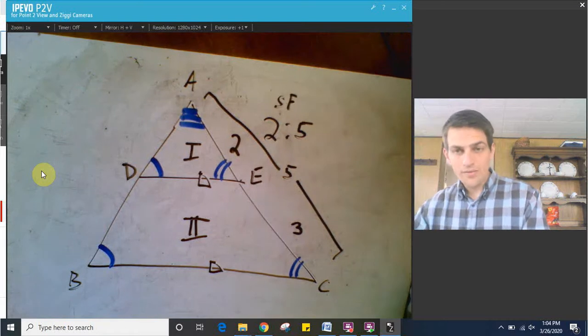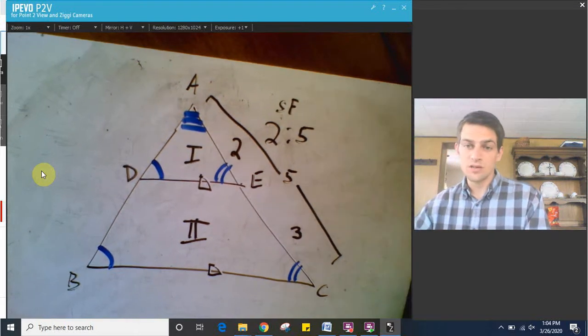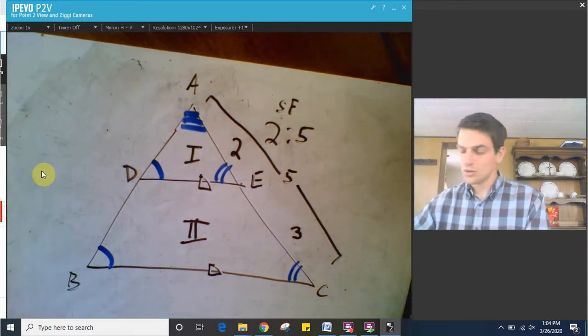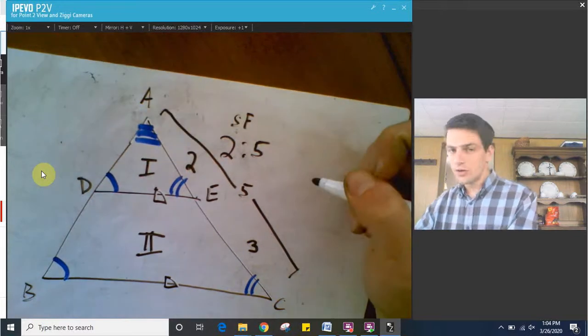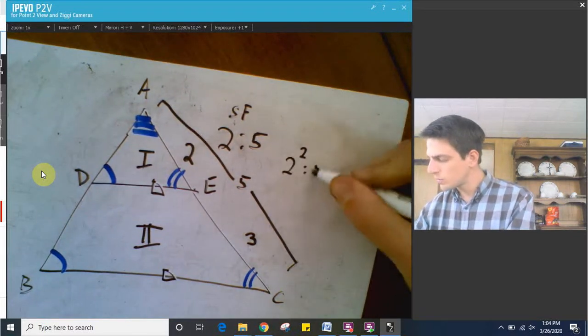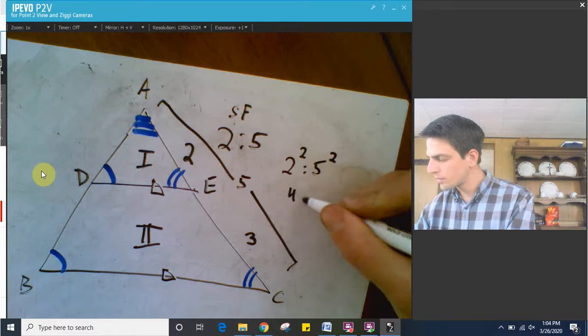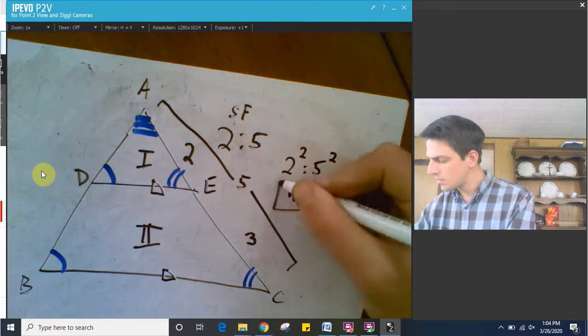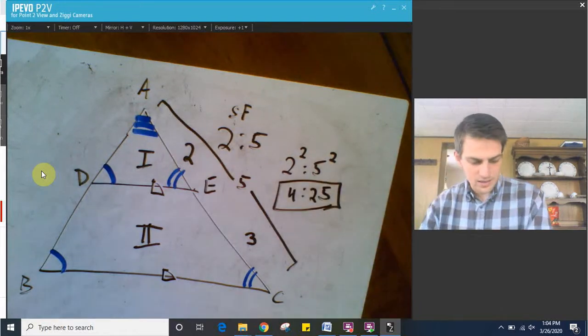And once we have that, we can use theorem 11-7 to determine what the ratio of the areas is going to be. So the ratio of these areas is going to be the square of the scale factor. So it's going to be 2 squared to 5 squared, or 4 to 25. And that is our answer to part C.